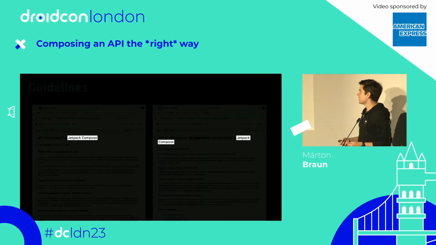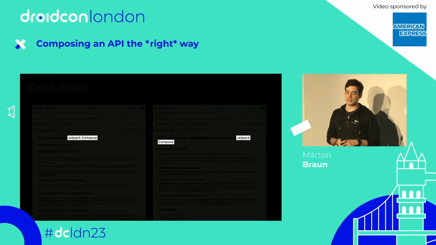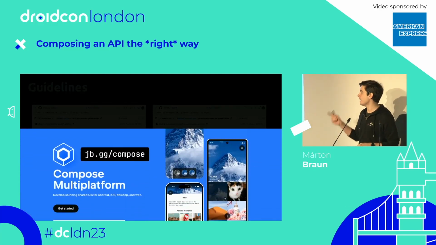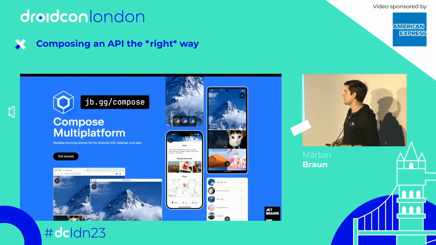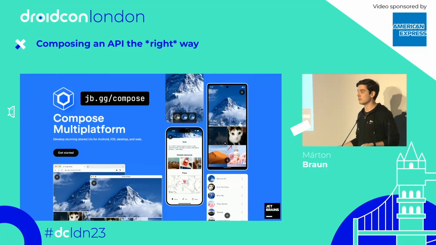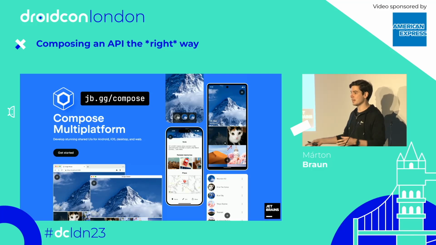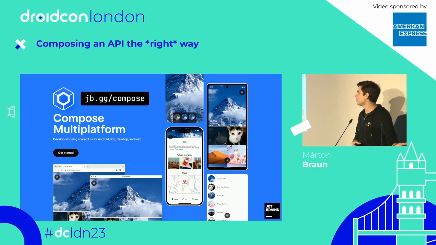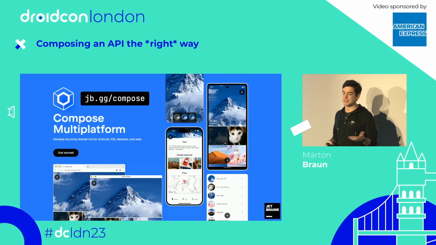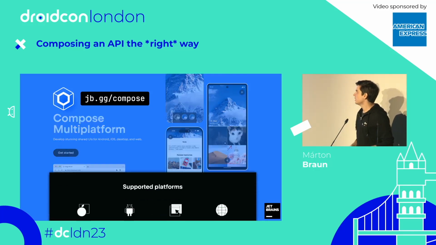So both of these guidelines are for Jetpack Compose specifically, because these are, of course, from Google. But I do have to highlight here that everything you learn about Jetpack Compose API design will automatically also apply to Compose Multiplatform, which is a project by JetBrains, which allows you to take the same Compose APIs and compile them and use them on different platforms. So not just for Android, but also on iOS, desktop, and the web.